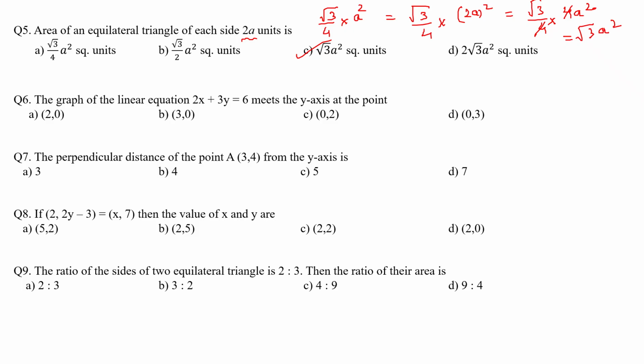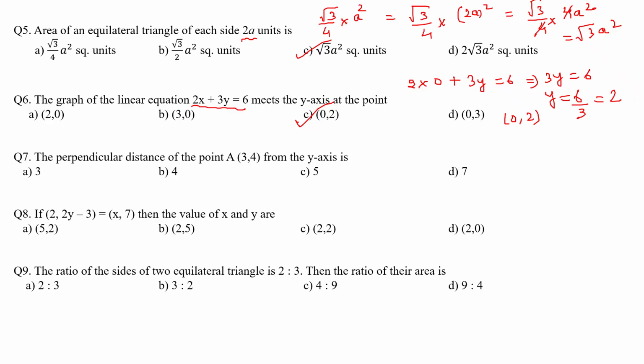Now the graph of the linear equation 2x plus 3y equal to 6 meets the y-axis at the point. Now see, remember, if a line will meet at the y-axis, it means the x coordinate will be 0, isn't it? So in the given equation, you just substitute x as 0. So if you put x as 0, it will be 2 into 0 plus 3y equal to 6. 2 into 0 is 0. So you will get only 3y equal to 6. From here you will get y as 6 by 3 which is 2. So the coordinate will be x coordinate 0, y coordinate 2. So C will be the correct option.